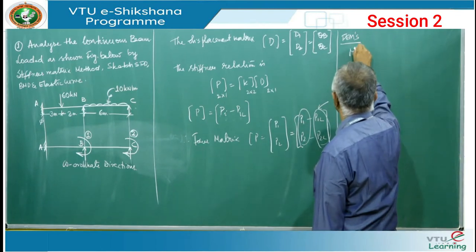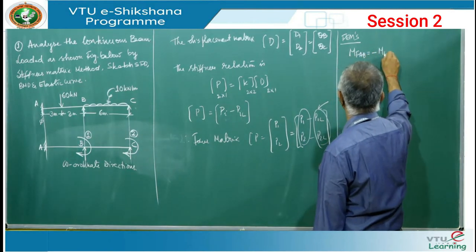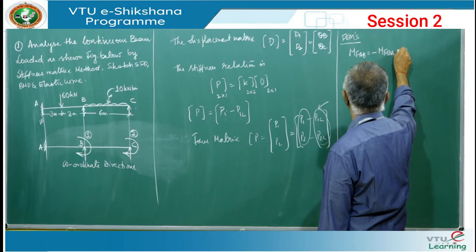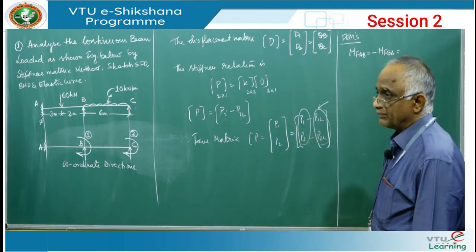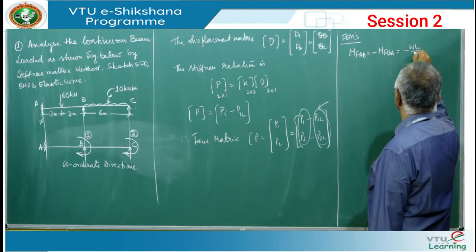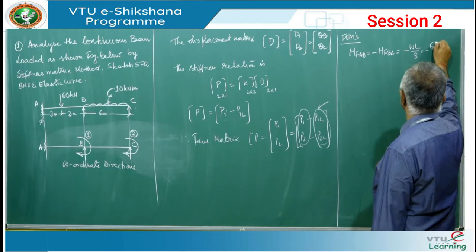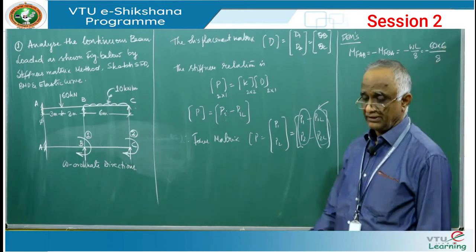Fixed end moment MFAB is equal to minus MFBA. Why am I putting minus and plus here? Because it is symmetrically loaded. AB is symmetrically loaded with a point load. The equation is minus WL by 8, minus 60 into L, which is 6, divided by 8.